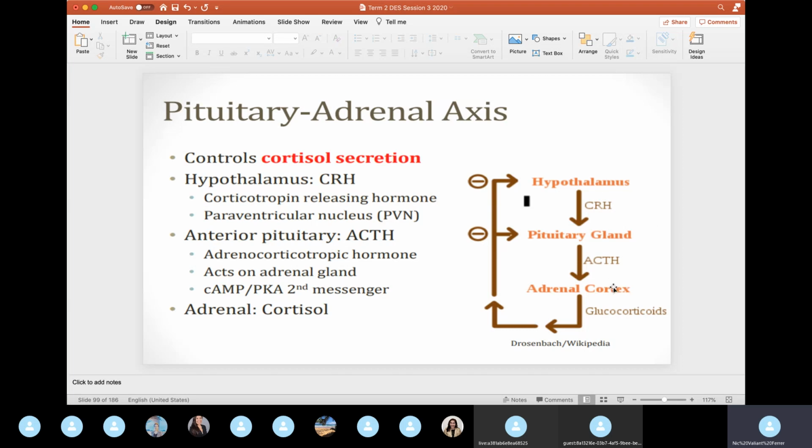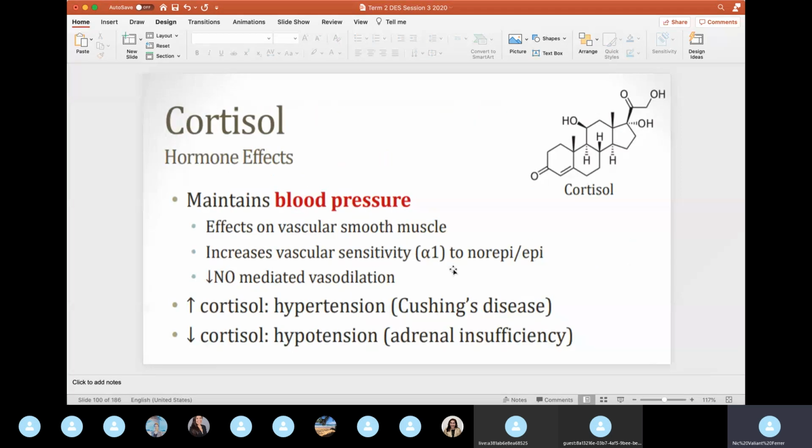So the high yield point here is this. If I have an increase in my downstream hormones, for example, an increase in glucocorticoids, it produces a negative feedback mechanism to both the hypothalamus and the pituitary gland. That's the point. Increase in glucocorticoids, negative feedback, decrease ACTH, decrease CRH.